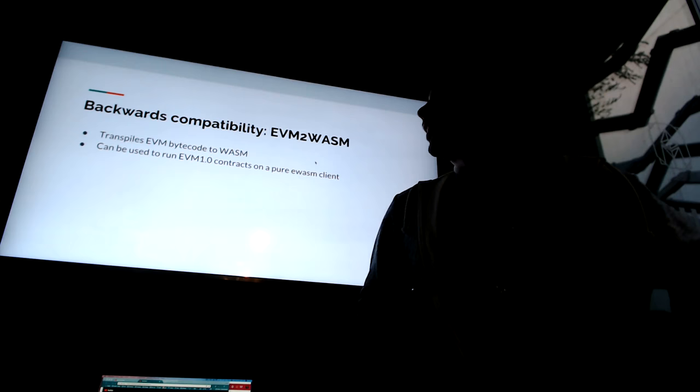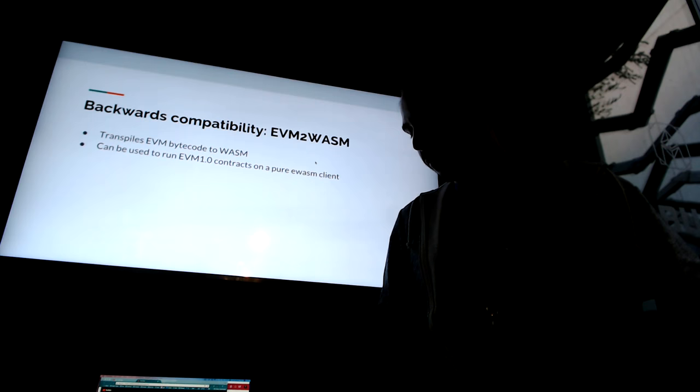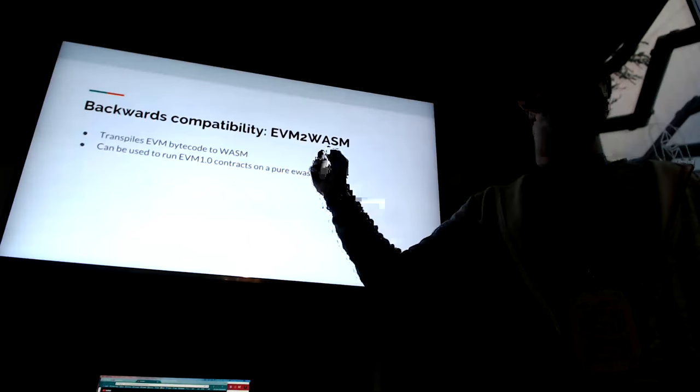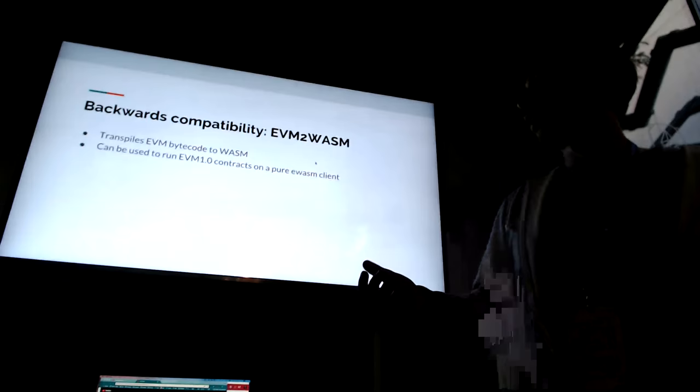Yeah, we had a hard time today with this project, and it's one of the building blocks of the system. But basically, there are two reasons to use this EVM to WASM tool. What it can do is, you feed it EVM bytecode, and it gives you EWASM bytecode, and you can run it directly in EWASM.